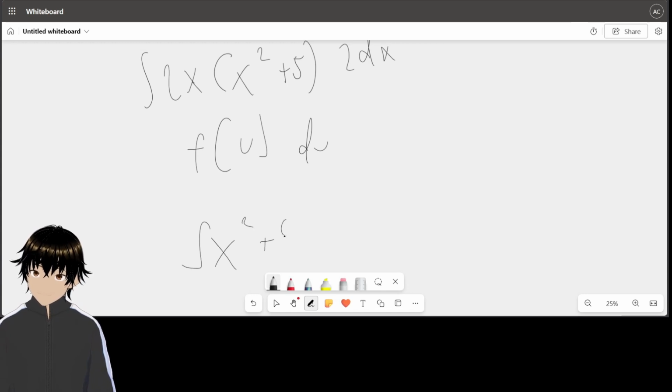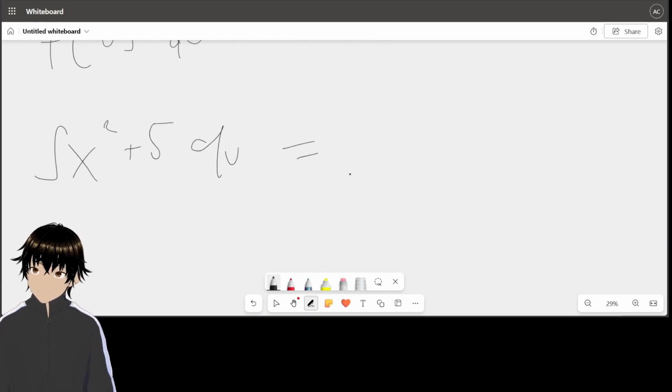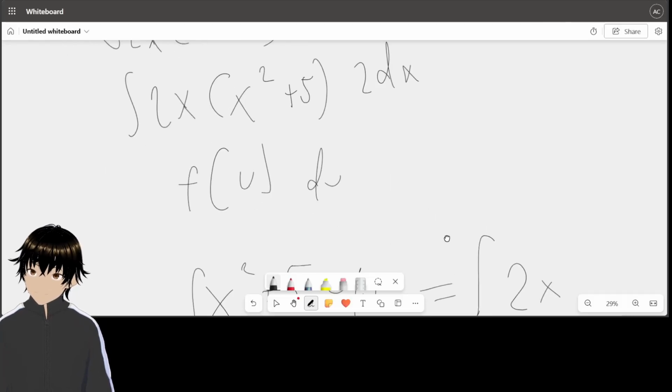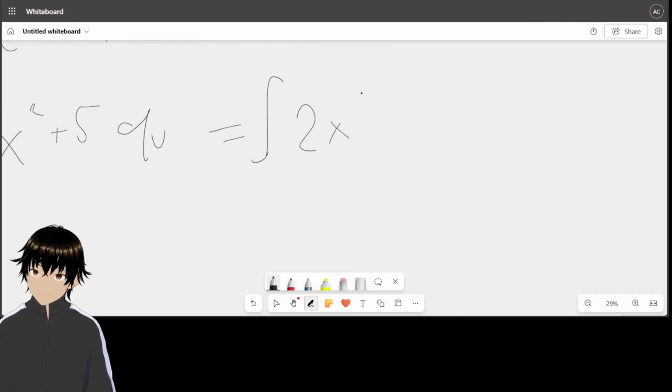x squared plus 5 du. Then you have to integrate it. It's gonna be 2x. It's gonna be 2x. Yeah. It's gonna be 2x du. 2x, and then we're just going to put the f of x. 2x. Is that what it is? What?